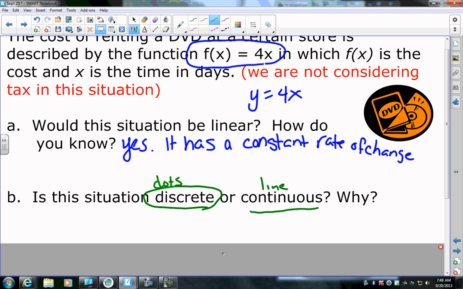Can we walk into this store? It says that each CD is $4. Can I go in and say I want half of the CD because I only have $2? No, this has to be discrete. Why? Because you can't buy half of a CD.